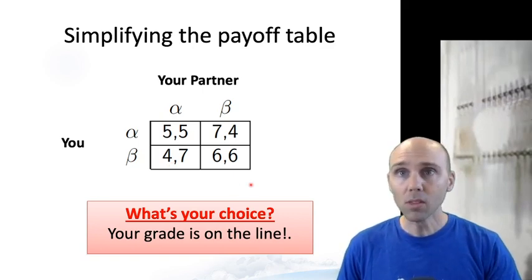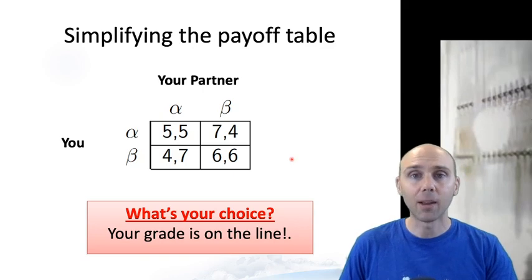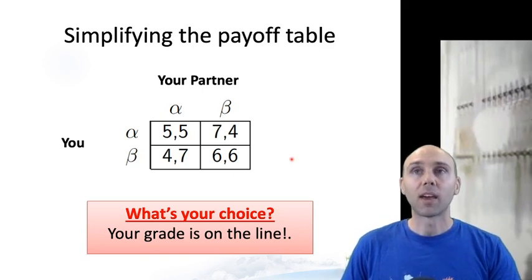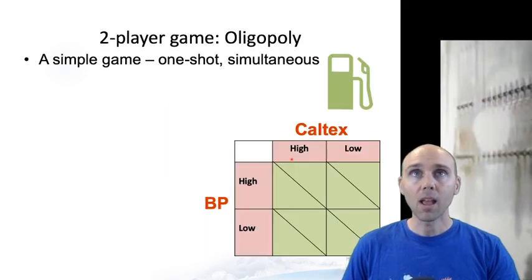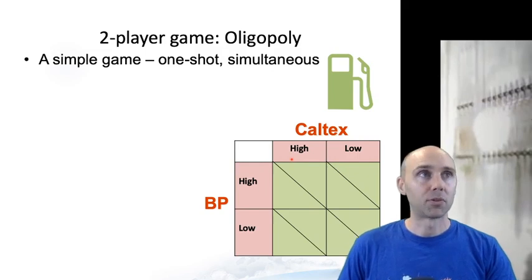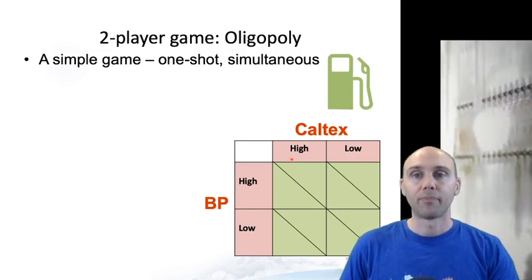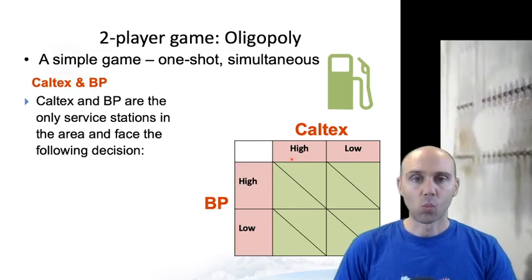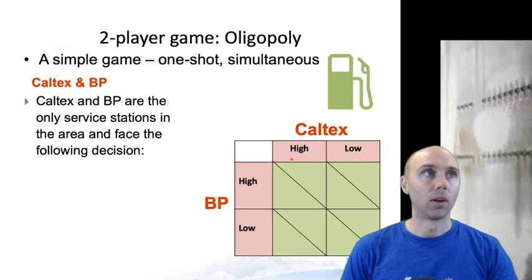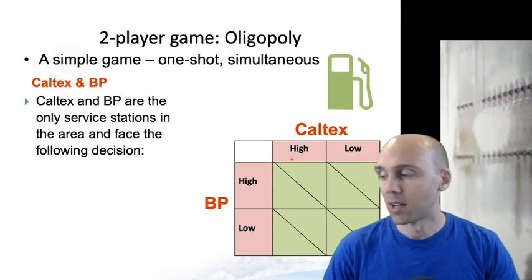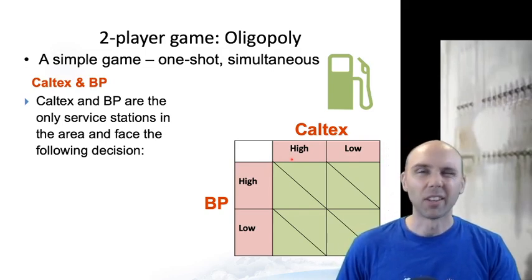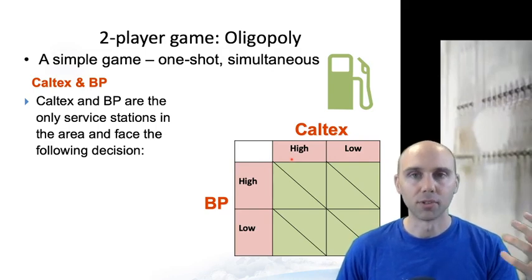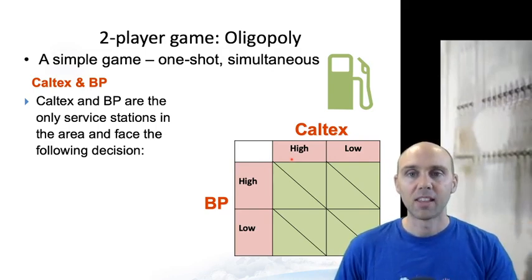Okay, why do we care about this grade game that I've just made up? Well, let's look at a very simple but realistic example. Imagine that you've got a simple, similar game with two petrol stations in one town, Caltex and BP. They're the only ones there, and they have to work out whether or not to charge a high price or a low price. Now, of course, they could charge prices in between, but essentially high or low gives the general sort of area that they're going to set their prices at.